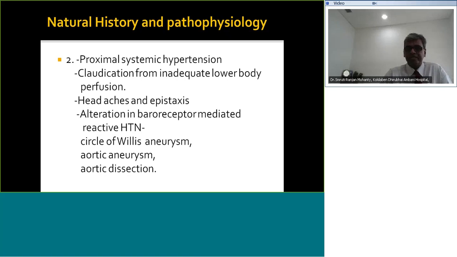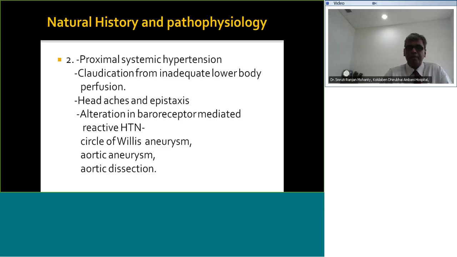Now the second way of presentation, the second mode of the bimodal natural history, is that these children or young adolescents present with proximal systemic hypertension. That means the first time they present to you is with a history of headache, and when you take the blood pressure, you find systemic hypertension in the upper limb, and there is a clear difference between the upper limb and lower limb pressure. Because of the hypertension, one lands up with headaches and epistaxis.